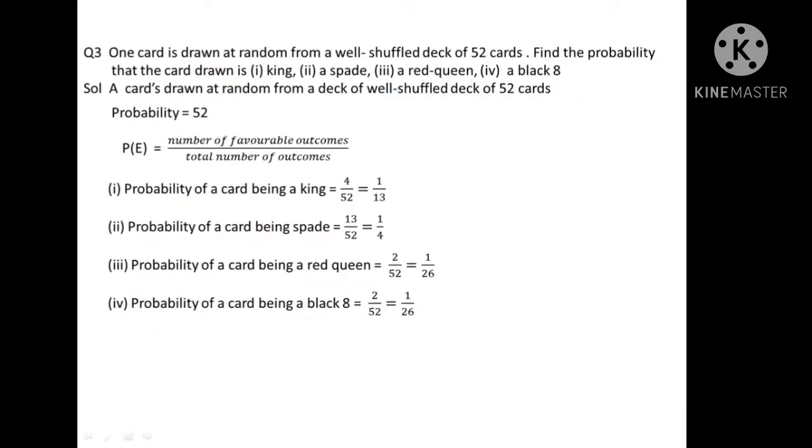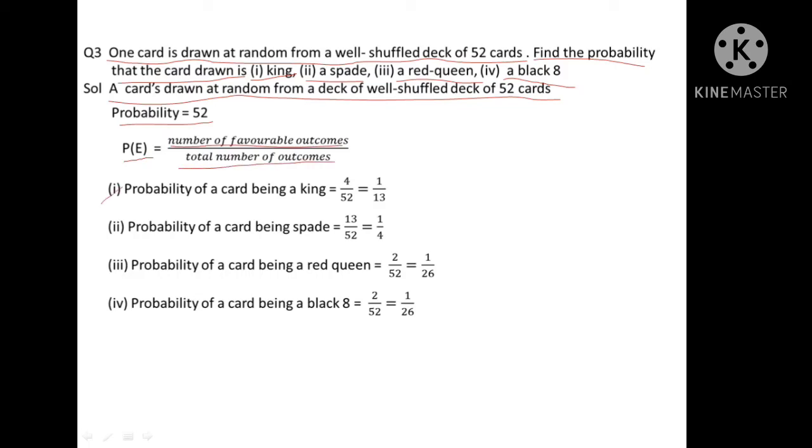Now question number 3. One card is drawn at random from a well shuffled deck of 52 cards. Find the probability that the card drawn is first a king, second a spade, third a red queen, fourth a black 8. So the solution is, a card is drawn at random from a well shuffled deck of 52 cards. So total outcomes will be 52. Now the formula we have to use is probability of an event equals number of favorable outcomes upon total number of outcomes.